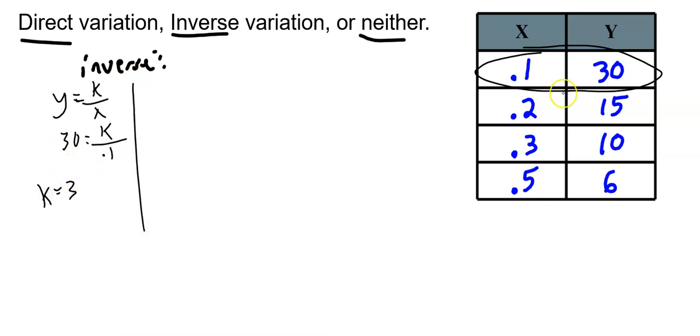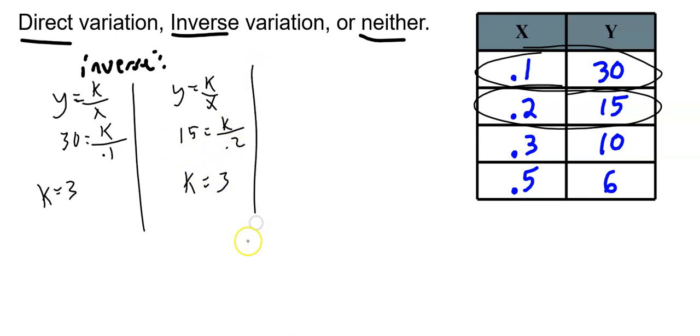Let's try it on the second point. So we get y equals k over x. I'm going to plug in, so it'd be 15 equals k divided by 0.2. Multiply both sides by 0.2. That is actually k equals 3. Looks like it's going to work.